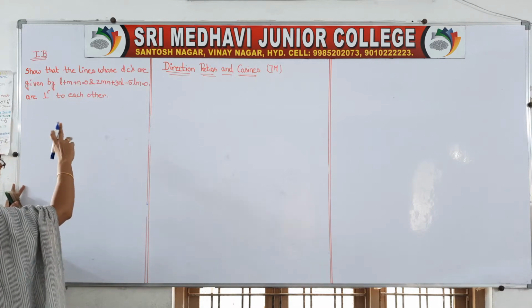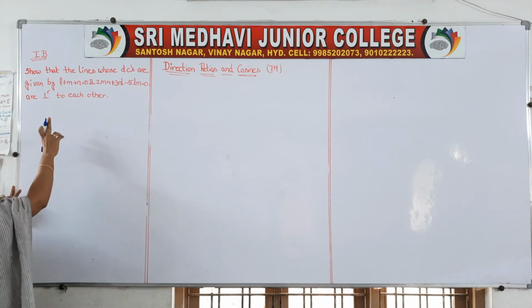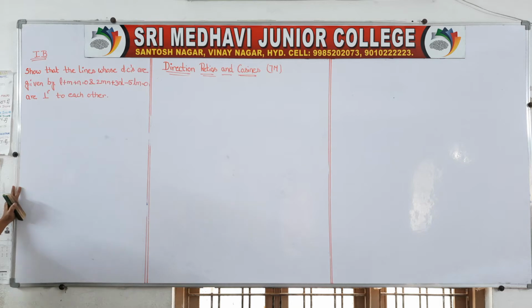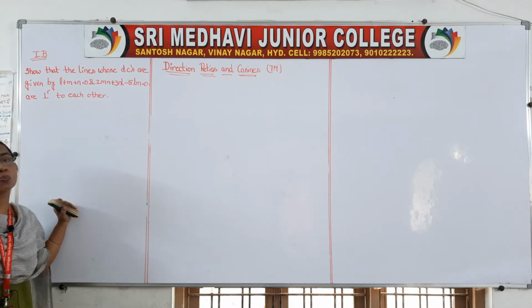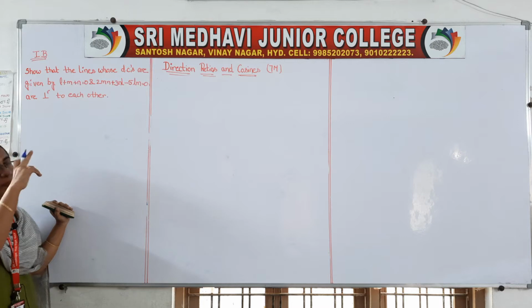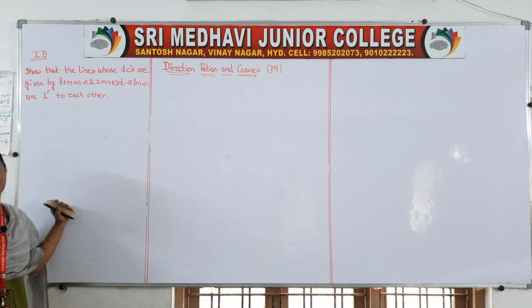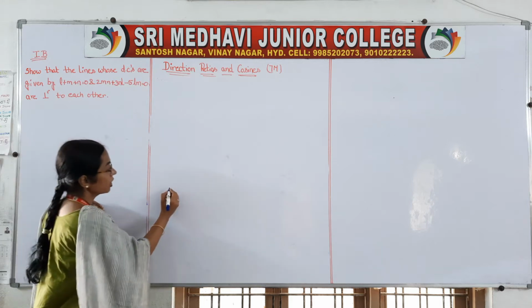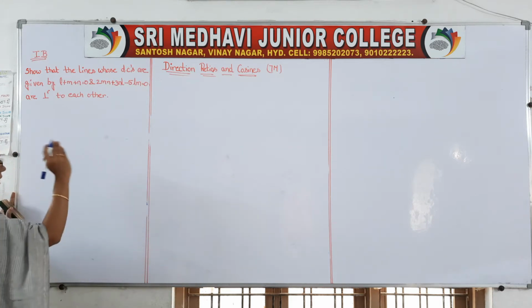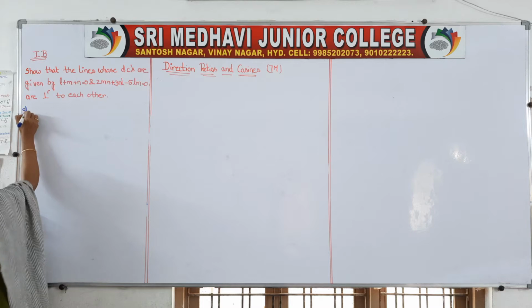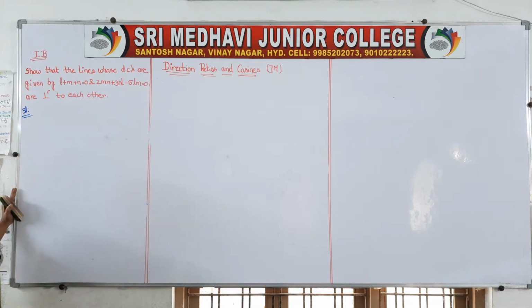Show that the lines whose direction cosines are given by l plus m plus n is equal to 0 and 2mn plus 3nl minus 5lm are perpendicular to each other. Here we have to prove that the lines made by these two equations are perpendicular to each other. So first you take the two line equations.